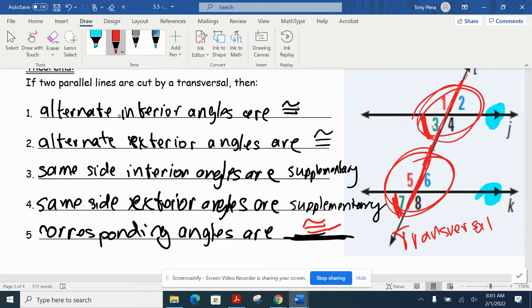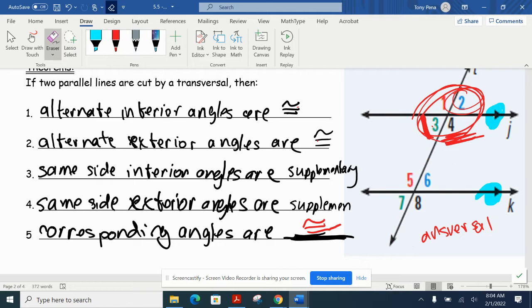So we had alternate interior, alternate exterior. Alternate just means opposite sides of the transversal. Same side interior, same side exterior. And then we had corresponding angles, like upper right-hand corner, like angle 2, angle 6 are corresponding. They're both upper right-hand corner. Angle 4, angle 8, both bottom right-hand corner, right? Those are corresponding.